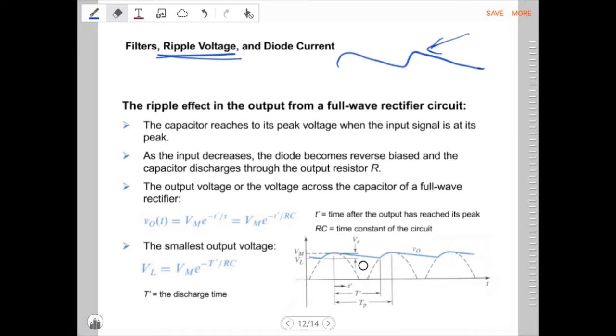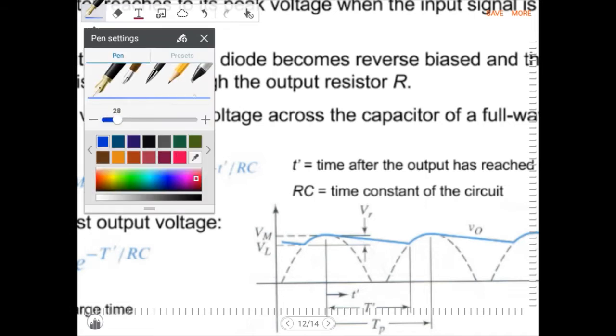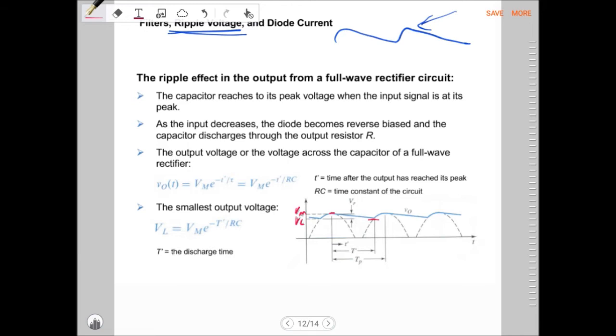Now if you look at the circuit here, there are two main things that you should concentrate on. If I zoom in, you have the Vm and the VL. So Vm is the maximum here, and VL is the lowest of the output voltage. Vm is already there, the same as the input Vm. However, we want to be able to calculate VL. The equation for VL is given here.